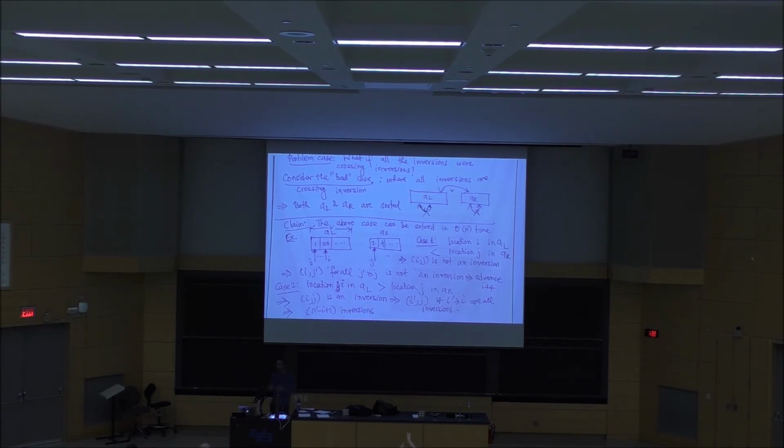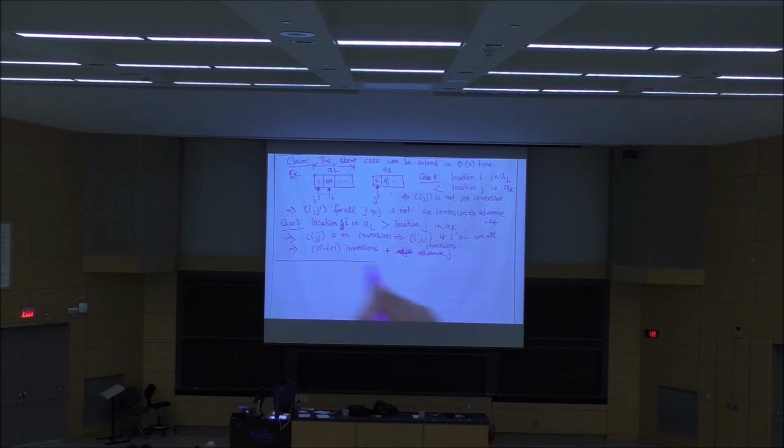And again, I know this immediately without having to walk through the rest of the array. And not only that, I basically now handled all the inversions that J could have been involved with. So I can advance J now.